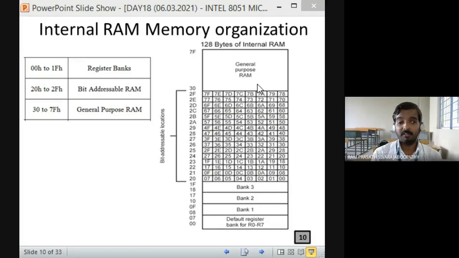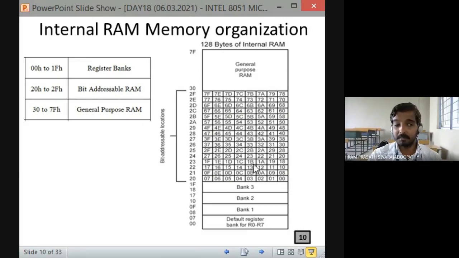Fine. Even though we have 128 bytes of RAM memory location, an efficient programmer will use these 128 bytes in this way. Four register banks which can be used only as registers. It is not like that. You can also use this register bank area as RAM memory location. No problem with that. But to write efficient programs, you must use these 32 bytes as registers, this 16 bytes of memory location as bit addressable RAM area, and the remaining 80 bytes you can use as normal RAM memory. That we call the general purpose RAM area.